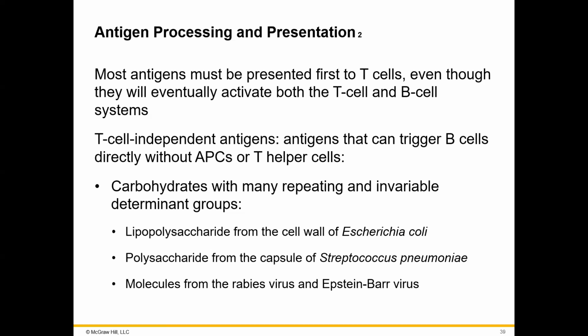But there are some antigens that can trigger a response directly from B lymphocytes without the cooperation of antigen-presenting cells or T helper cells. Those are called T cell independent antigens. They're usually simple molecules like carbohydrates, which have many repeating and identical chemical groups. So examples include lipopolysaccharide from the cell wall of E. coli, Escherichia coli, and polysaccharide from the capsule of Streptococcus pneumoniae, and molecules from rabies and Epstein-Barr virus. Because so few antigens are of this type, most B cell reactions require T helper cells.